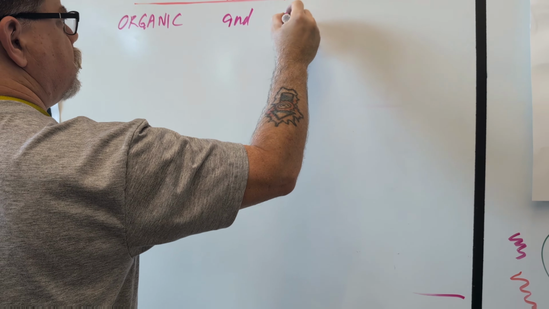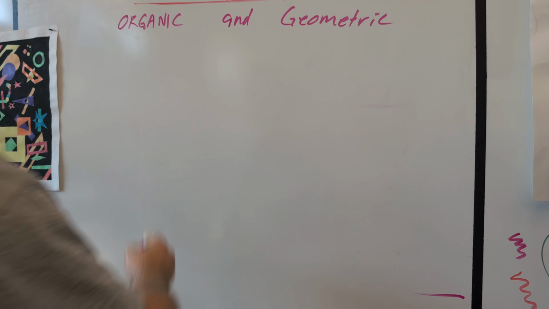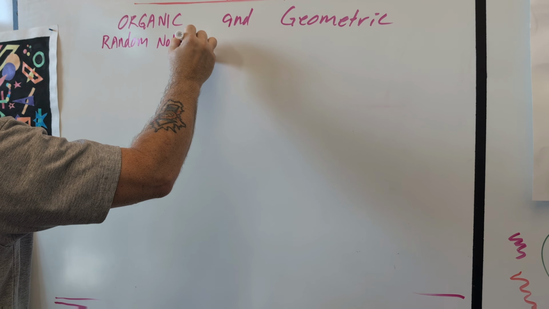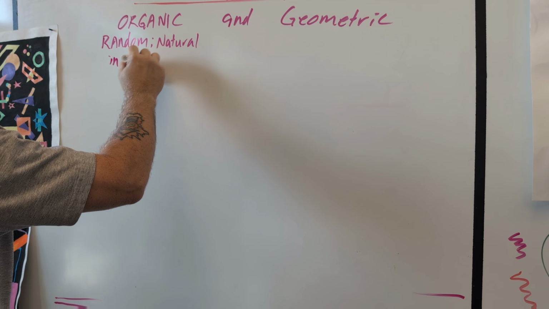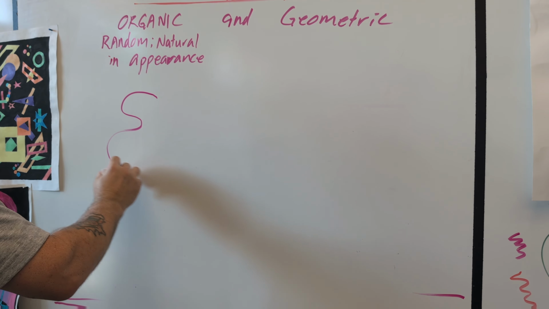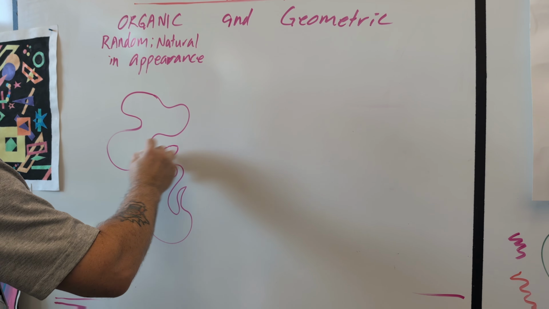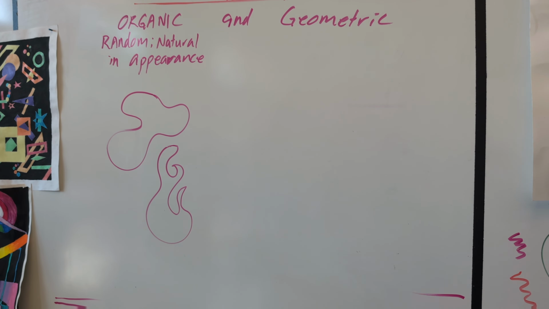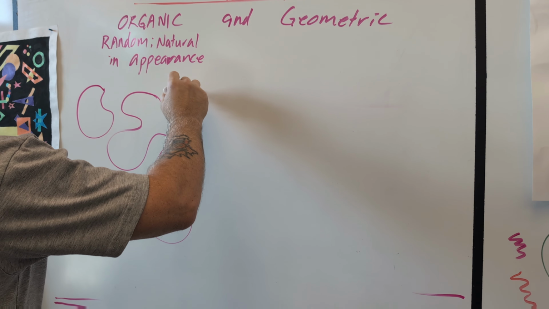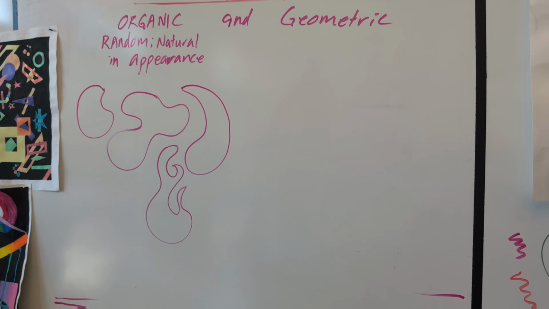All right, we're going to talk about organic and geometric shapes. Organic are random, natural in appearance. In other words, they're like amoebas or flames. And that's not really flamey, but they're natural and random, and they just sort of look like they could have grown there, like a kidney or a liver or something like that. Very natural looking, like they grew in nature, like the organs of your body.